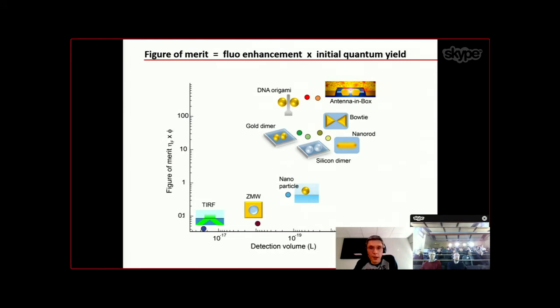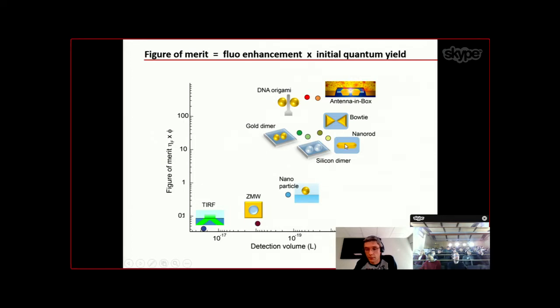So at the end, if we compare everything, we can plot not the fluorescence enhancement, but the figure of merit, which is the ratio of the fluorescence enhancement by the quantum yield to avoid a bit these changes, and also as a function of the detection volume. So as you can see, origami, antenna in box, bow tie, they more or less lie in the same region. Of course, if you use single particle or nanorod, the performance is going to be a bit lower. But hey, you can still gain from this, and it's very simple.